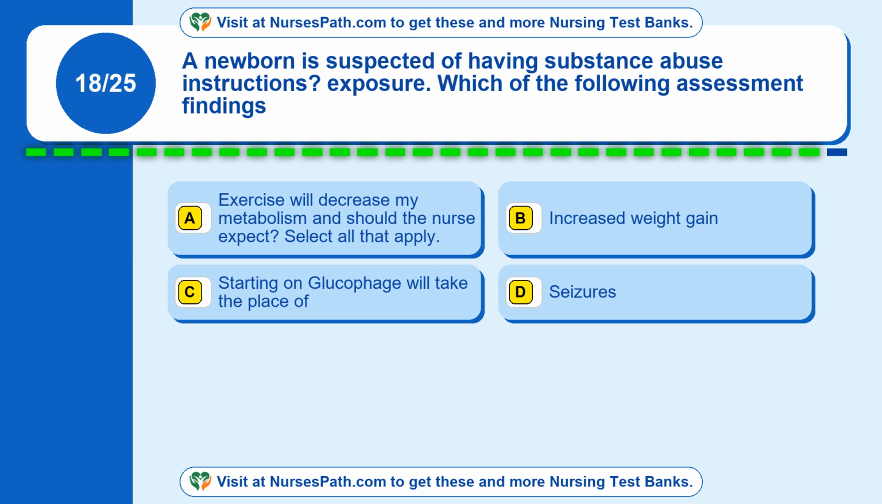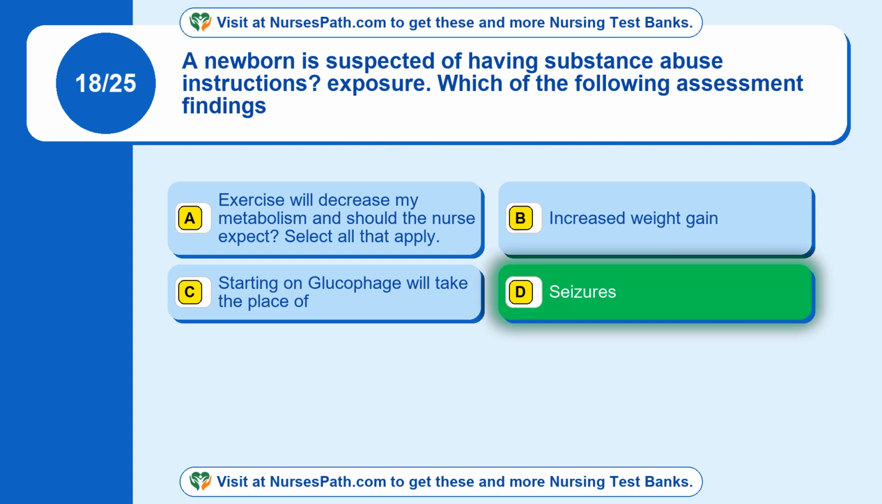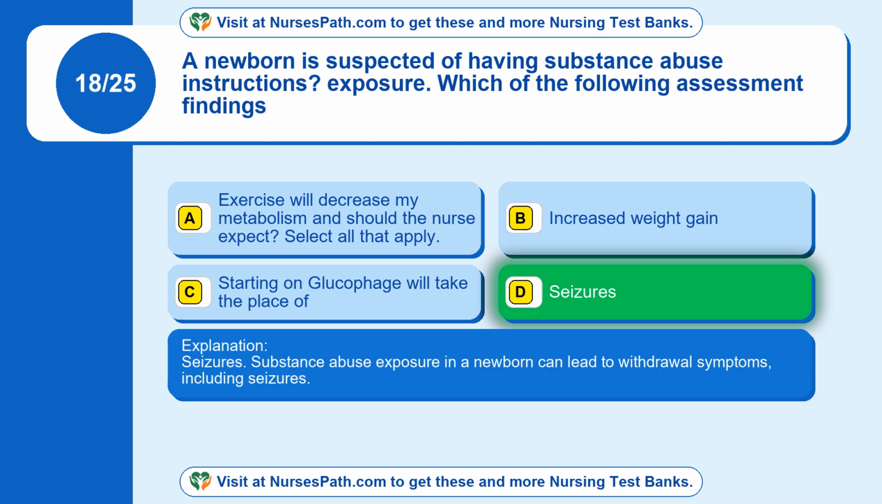Question 18. A newborn is suspected of having substance abuse exposure. Which of the following assessment findings should the nurse expect? Select all that apply. Option B. Increased weight gain. Option D. Seizures. The correct answer is option D. Seizures. Substance abuse exposure in a newborn can lead to withdrawal symptoms, including seizures.